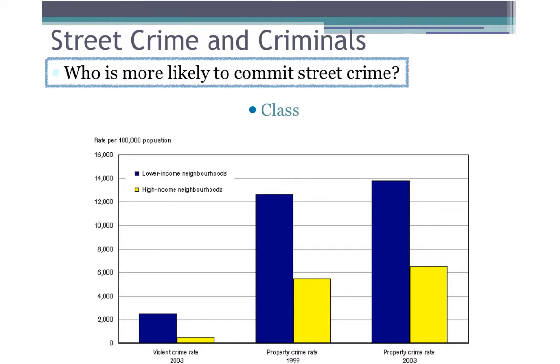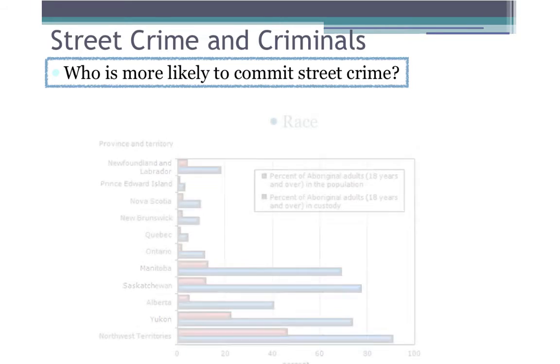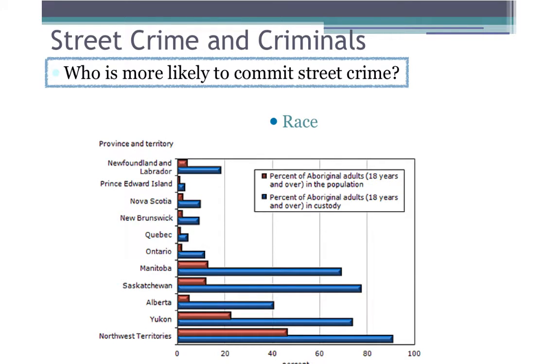And then lastly, we can look at, as a demographic issue, race. Now, according to U.S. statistics, it's African and Hispanic people who are more likely to commit street crime than any others. And in Canada, non-Aboriginal visible ethnic minorities were underrepresented in federal correctional institutions. Aboriginals, many studies have shown that they are overrepresented in prison.